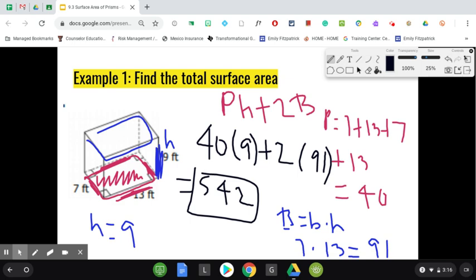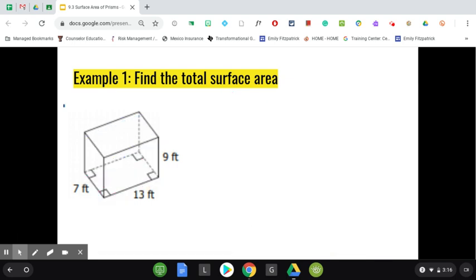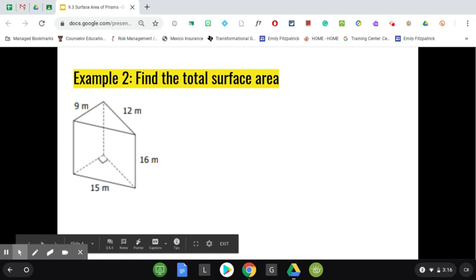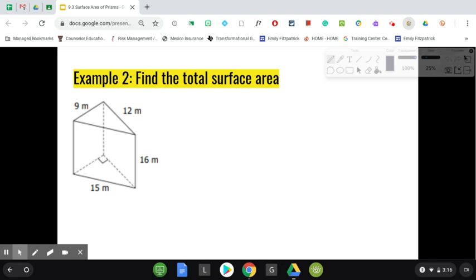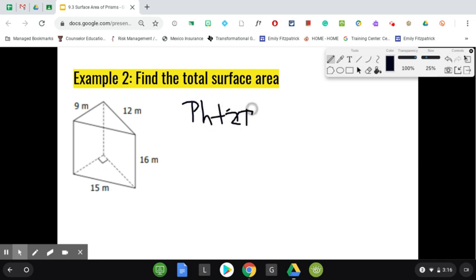If you need to rewatch it, just feel free to rewind the video and watch it again. Let's move on to the next one. All right, we have a prism again, but this time we have a triangular prism. The formula is still the same because this whole lesson is prisms. So our formula will still be pH plus 2B.